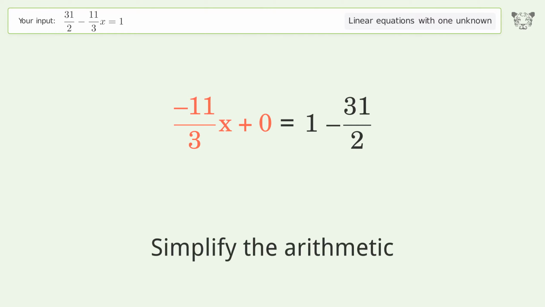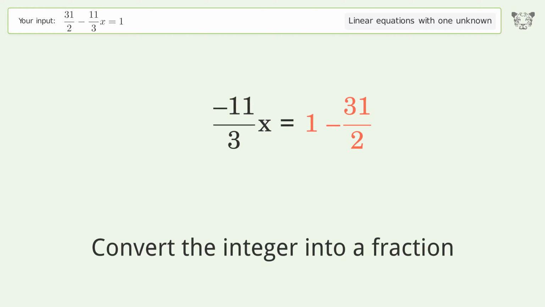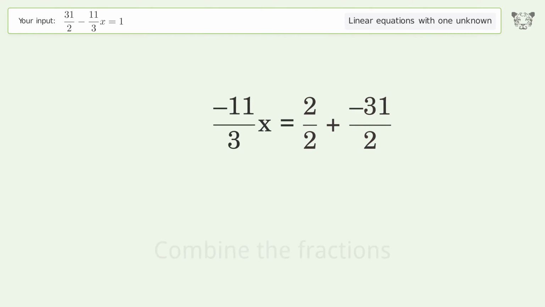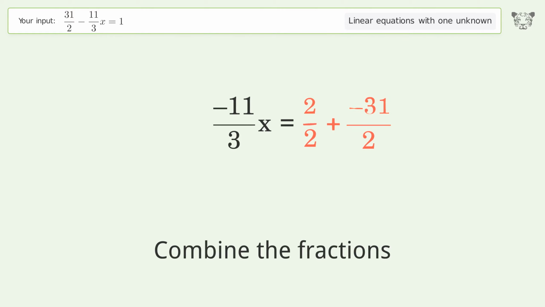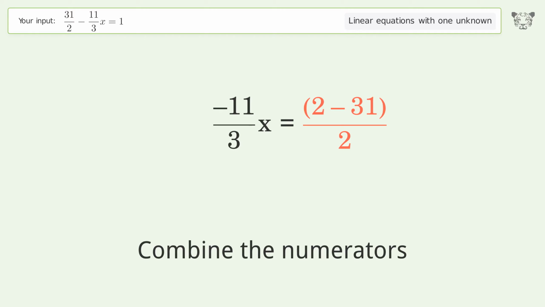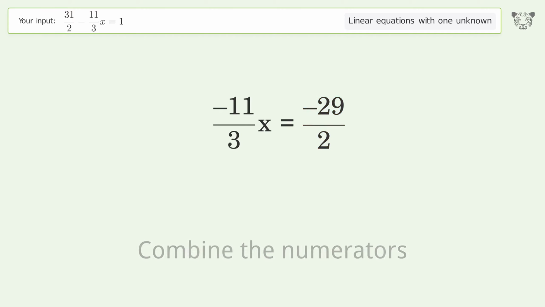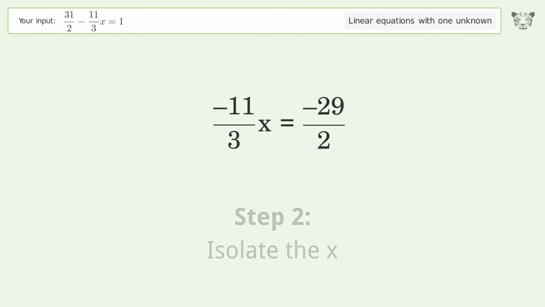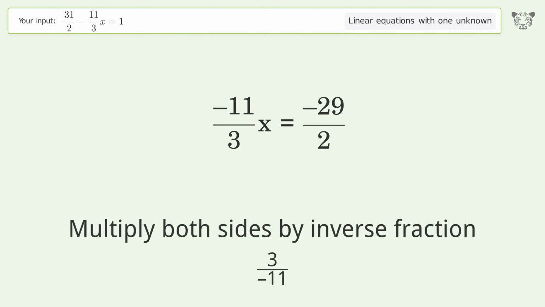Simplify the arithmetic. Convert the integer into a fraction. Combine the fractions. Combine the numerators. Isolate the x. Multiply both sides by inverse fraction 3 over negative 11.